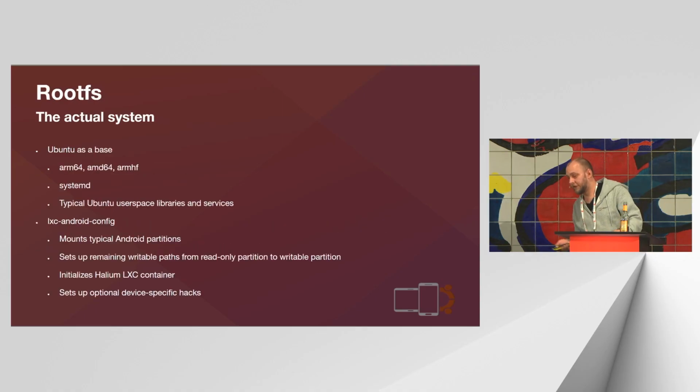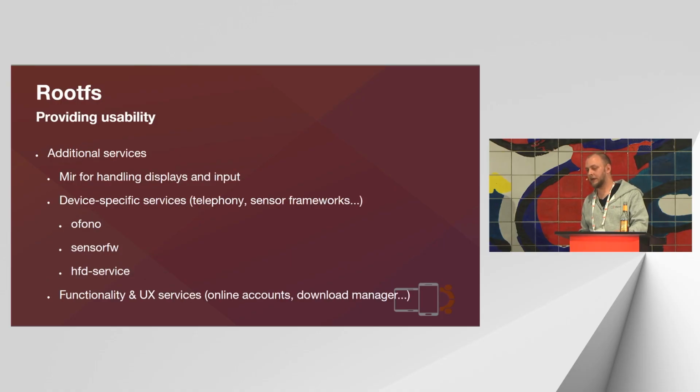Then we come to the rootfs. We have Ubuntu as a base, which is what you're used to from Ubuntu ARM64, AMD64, or ARMHF. It's got systemd, it's got all the typical Ubuntu userspace libraries and services. But we also have something called libhybris Android config, which mounts the rest of the partitions that are supposed to be mounted, sets up the remaining writable paths, and initializes the Halium libhybris container with optional configurations for PulseAudio and other things provided by the port maintainer, the systems integrator. So we have additional services on top of that.